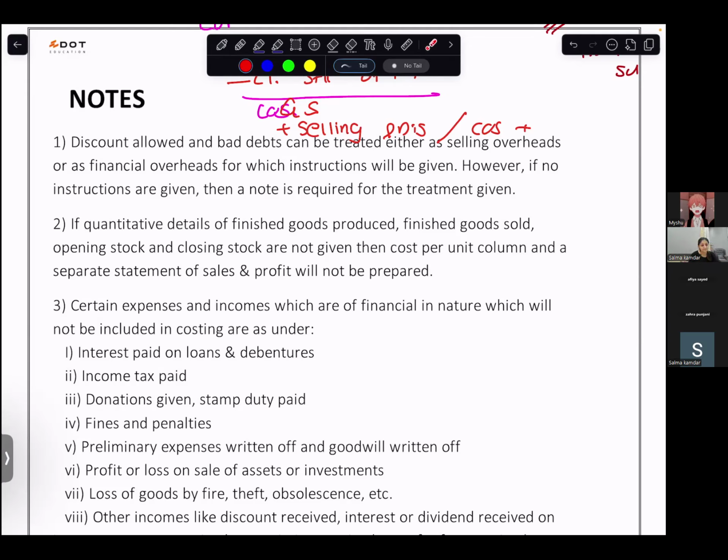Okay. Second thing, if you have quantitative details given to you, that means you have finished goods, opening stock, closing stock, goods produced and goods sold. If information regarding this is given to you, in that scenario, you will not prepare a separate statement for profit and sales. The cost sheet will be continued as it is. Are you with me? If quantitative details are not given, then cost sheet separate and statement of profit and sales separate.